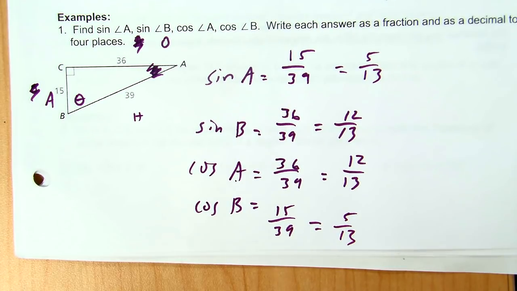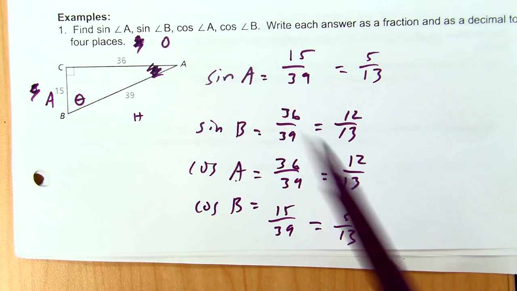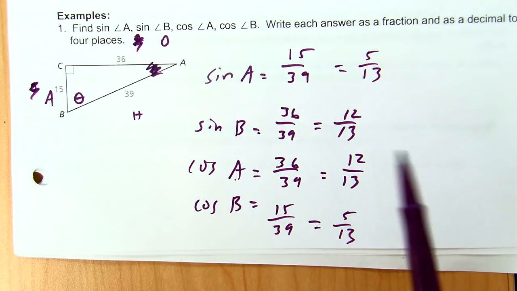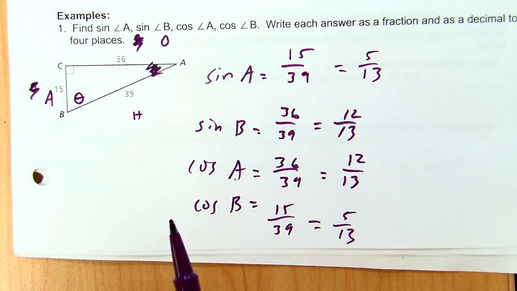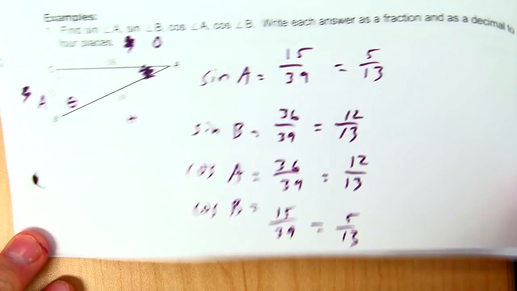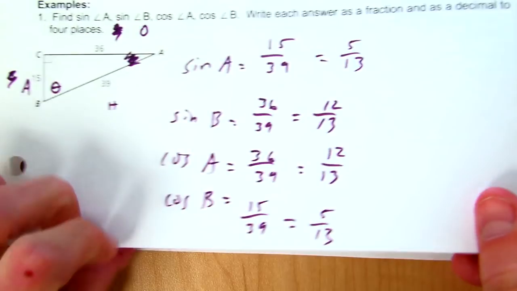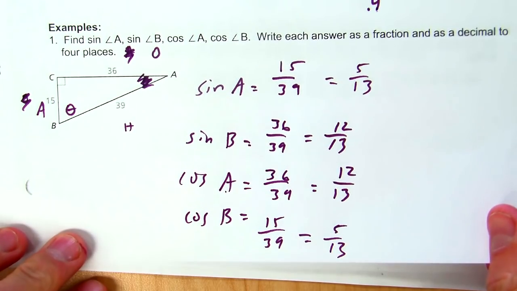Okay. And there's actually theorems that support this, that the sine of one is the cosine of the other. But just be very careful that you're starting with the angle that you're looking for, so that you can label your opposite, your adjacent, and your hypotenuse sides correctly.